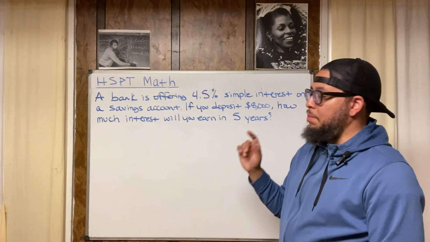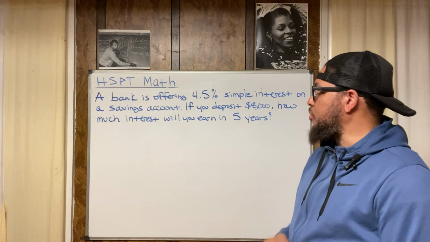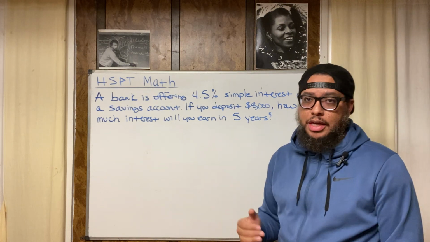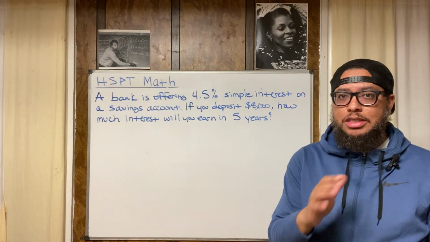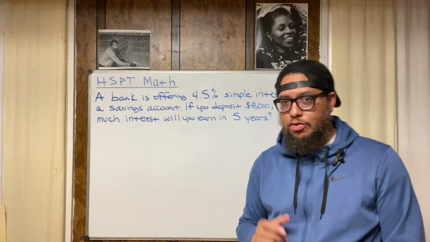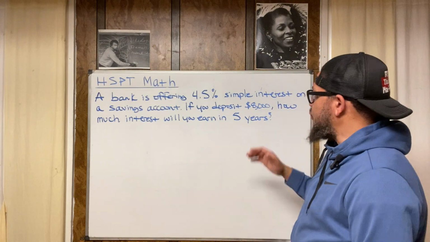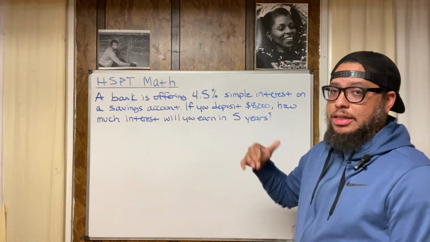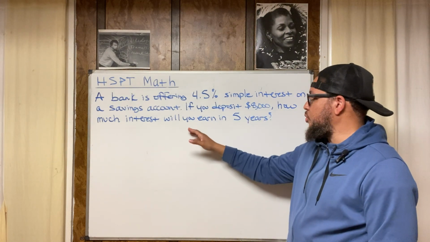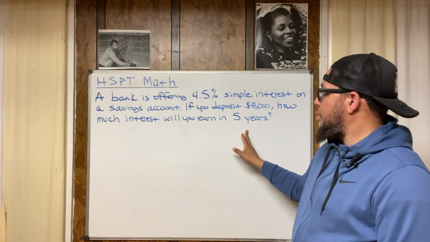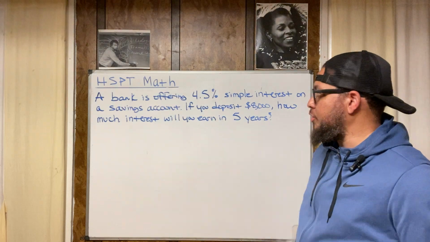So this problem says a bank is offering 4.5% simple interest on a savings account. 4.5%, let me just tell you, that's very impressive. 4.5? Yeah. On a savings account? If you deposit $8,000 into this account, how much interest will you earn in 5 years? How much interest will you earn in 5 years?